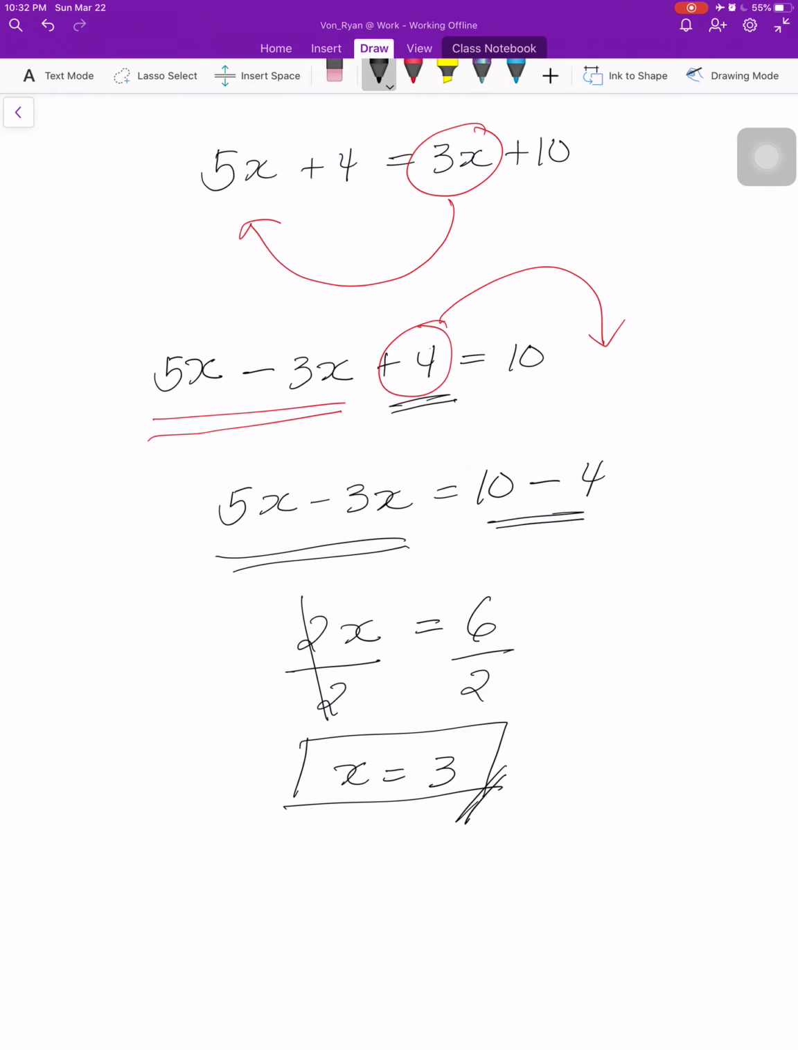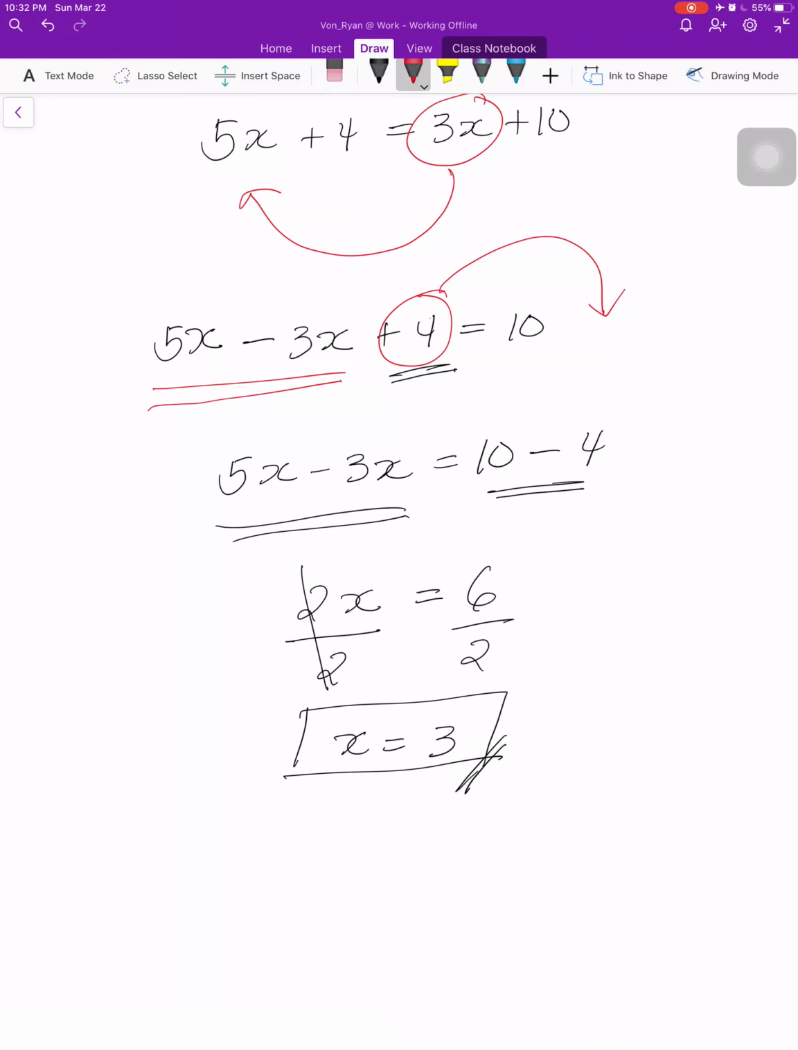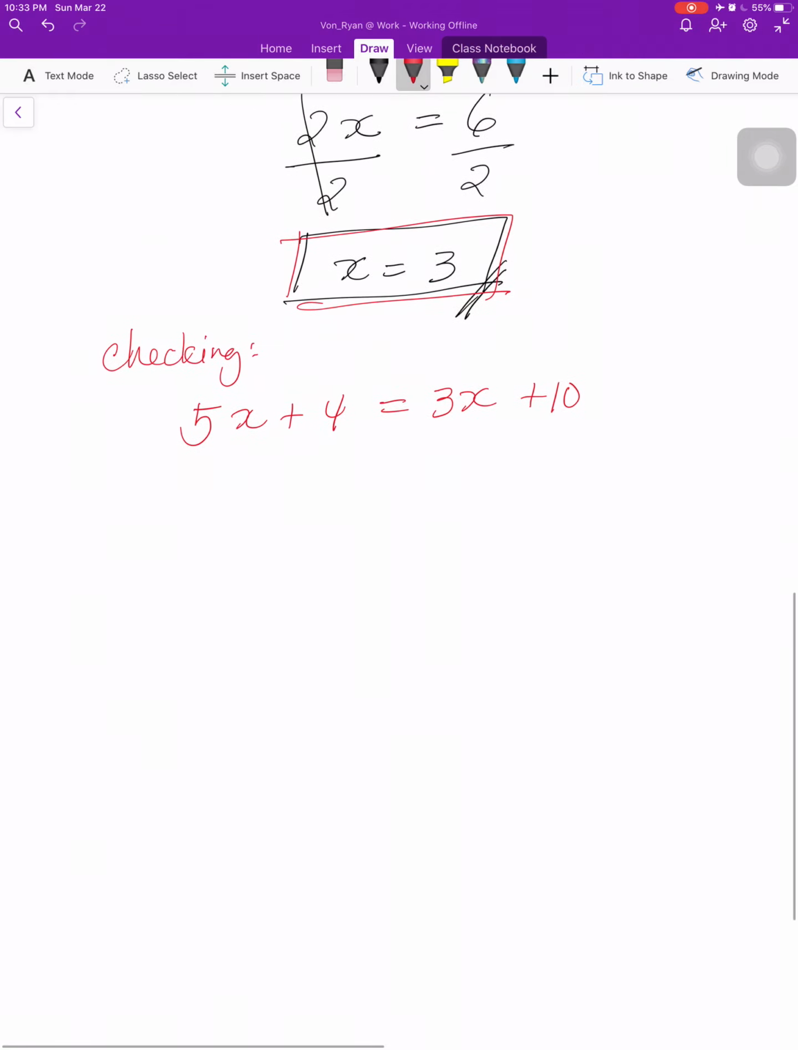Now, you might want to check if that's the correct answer. Okay, so let's do a checking. Again, we check by substituting it back into the original equation. So we have 5x plus 4 equals 3x plus 10. Now, if x equals 3 is the solution, then the left hand side and the right hand side of the equation will have the same value. So let's replace x with 3.